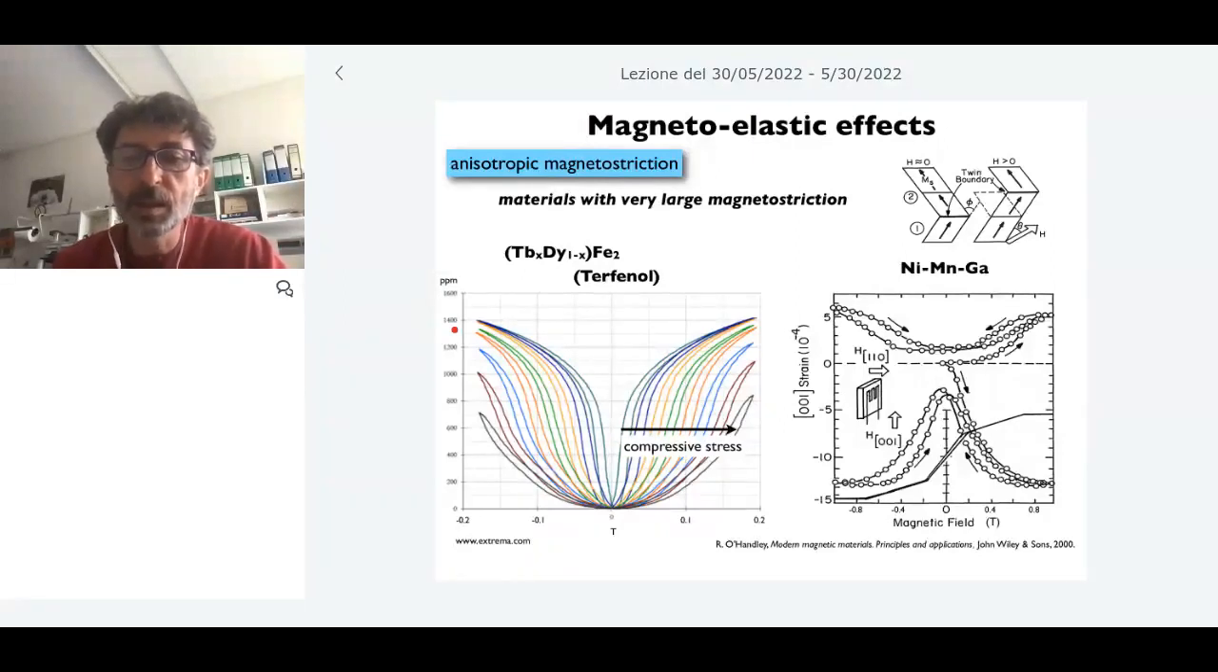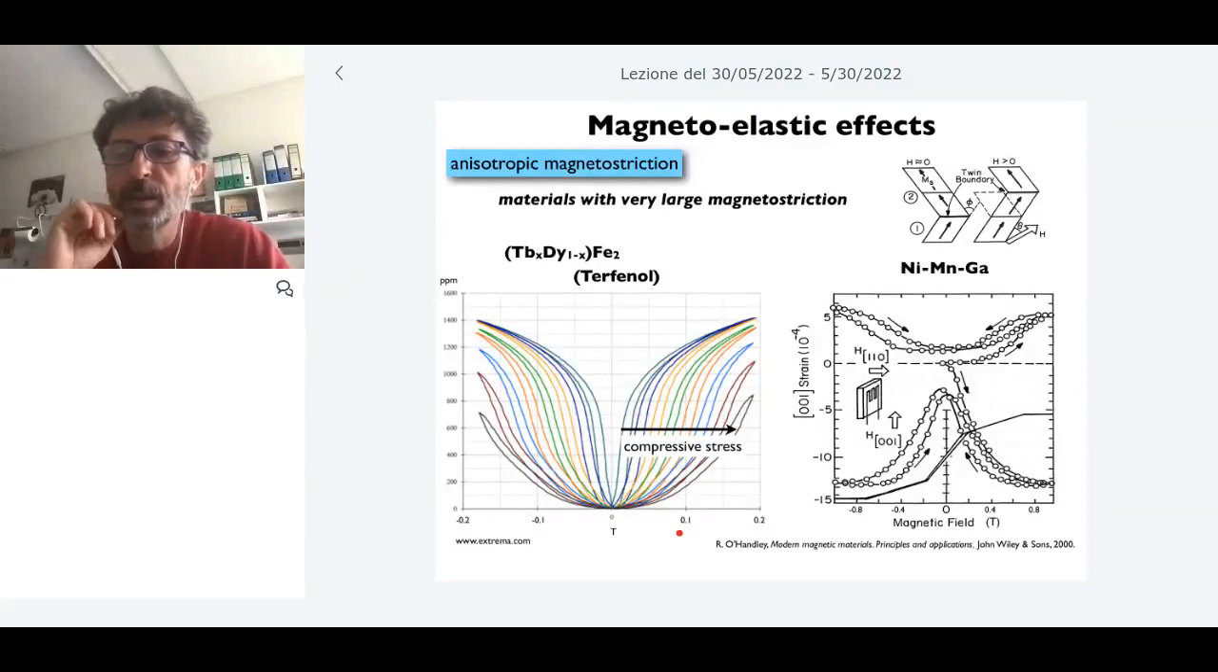What is interesting of this Terfenol is that it works well also under compressive stress, so really working against some stress applied. But the magnetic field that you have to apply, so look at the scale here, is quite large. We talk about teslas. So we need a large field to induce these very large strains.